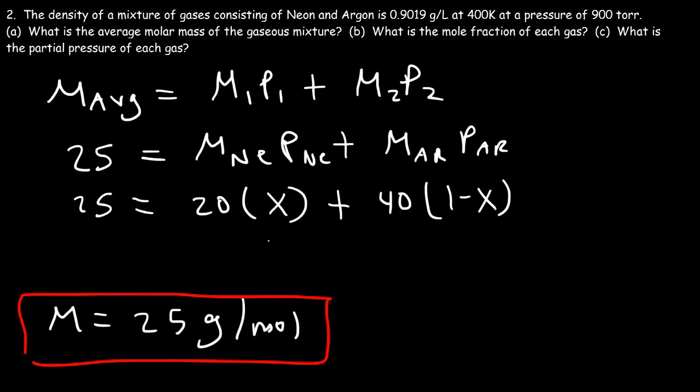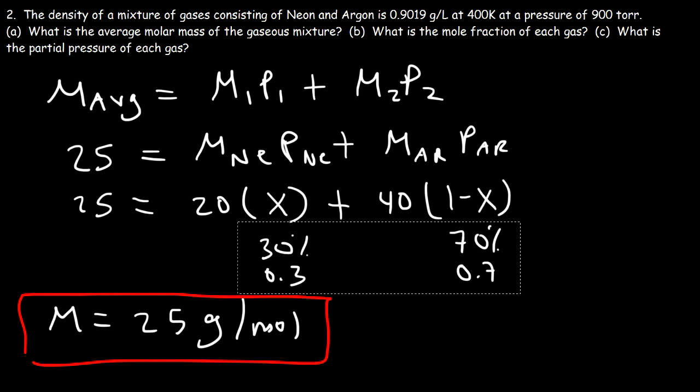Let's say if this is 30%, then this has to be 70%. It has to add up to 100. 30% is 0.3, 70% is 0.7. So if X is 0.3, then 1 minus X, or 1 minus 0.3, is going to be 0.7. And that's why we could set it up this way. X plus 1 minus X will always add up to 1, and 100% is equivalent to 1.